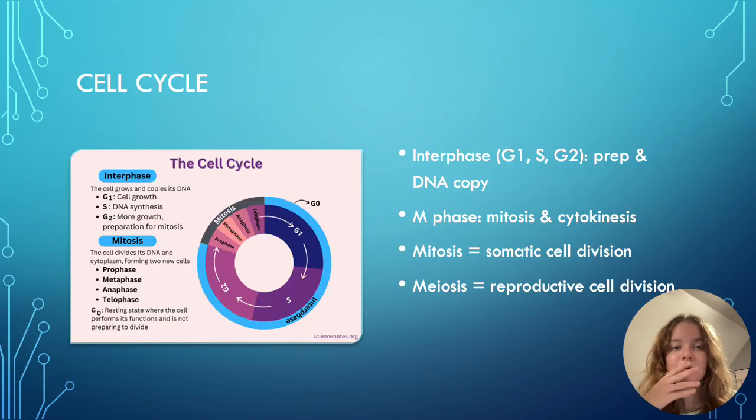Next is the cell cycle. The cell cycle includes interphase for growth and DNA replication, and then mitosis or meiosis for division. So you can see there I put this chart or picture, and it goes into a lot more detail and helps you understand the G1, the S phase, and the G2, and then all of the prophase, metaphase, anaphase, and telophase from that.